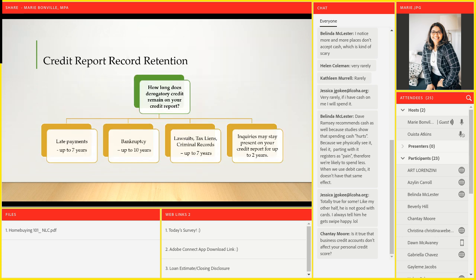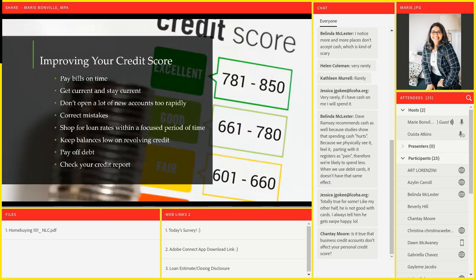So how long do things last? That information is here as well. Improving your credit score, because I want to make sure I get through everything. These are the kind of things you can do to make sure you're improving your credit score: paying off the debt, getting current and staying current. A lot of folks struggle with credit cards.